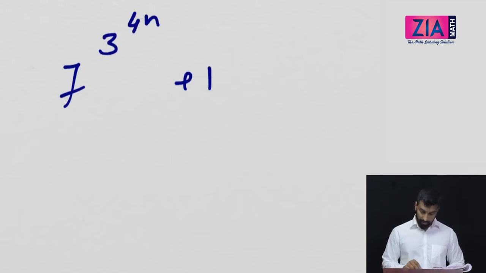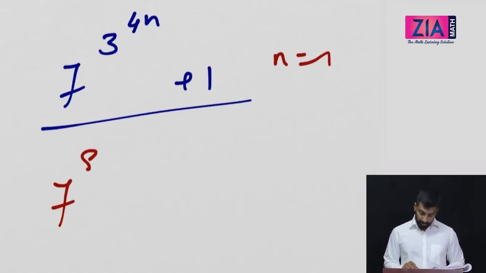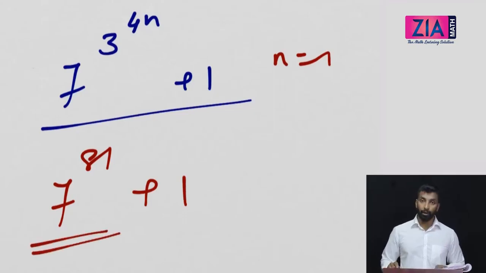Okay, so how will you solve this question? This is nothing but 7 raised to 3 raised to 4n plus 1, right? So what you need to do here, you just put n is equal to 1. So this becomes 7 raised to 81 plus 1. Now it's easy, right? You know the method of finding last digit of number ending in 7, right?